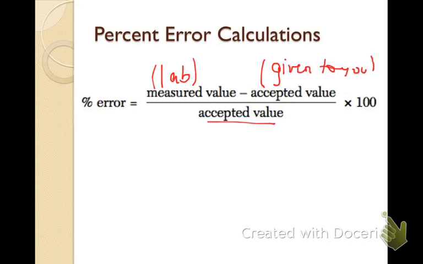And that's all over the accepted value. Again, that same value here and here, those two should be the same, and all of it should be multiplied by 100 because it is percent. So you have to multiply by 100.